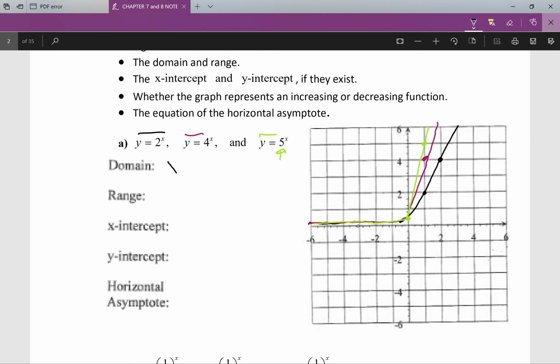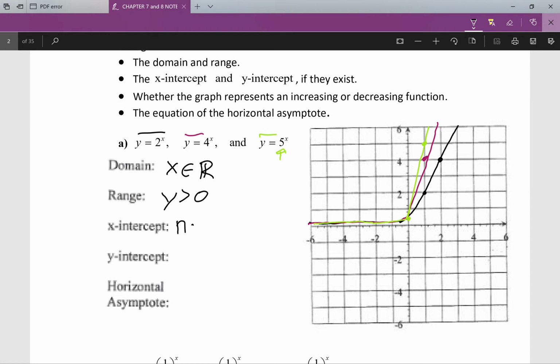My domain is just going to be x's in the set of real numbers. My range is going to be y is greater than 0. Now, why is it greater than 0? Very simply, there's nothing I can put a number to the power of that will make it equal 0. Even 2 to the power 0, 4 to the power 0, and 5 to the power 0 all equal 1.